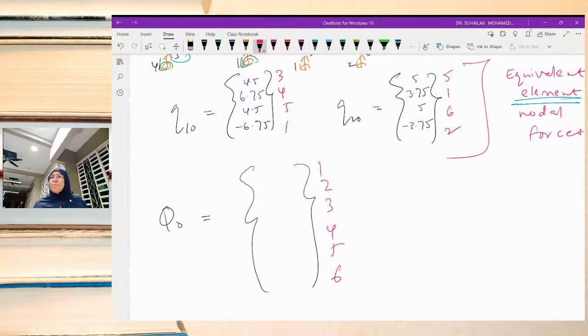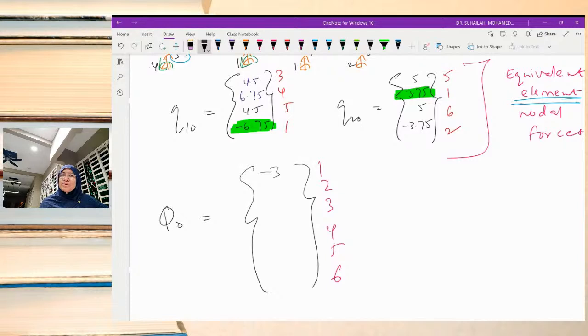Give me the value at position 1. This value plus this value. Negative 3. Okay, next value, position 2.